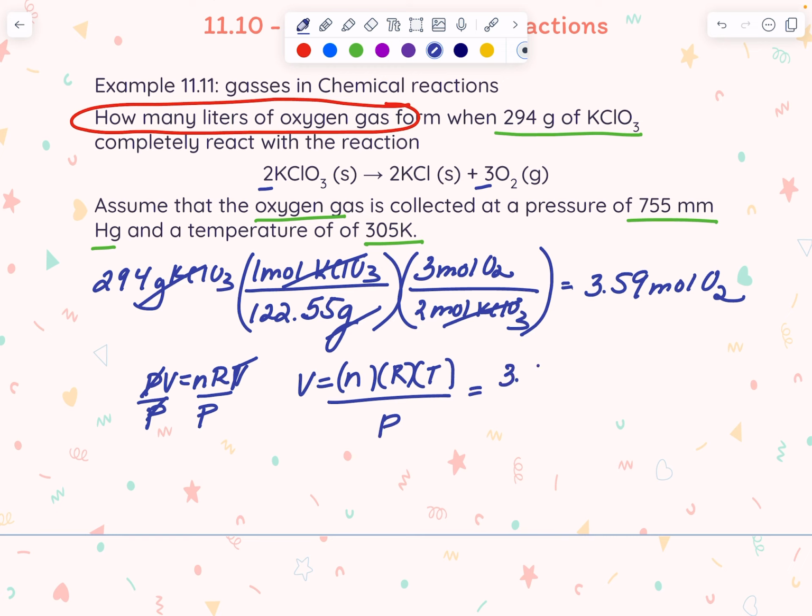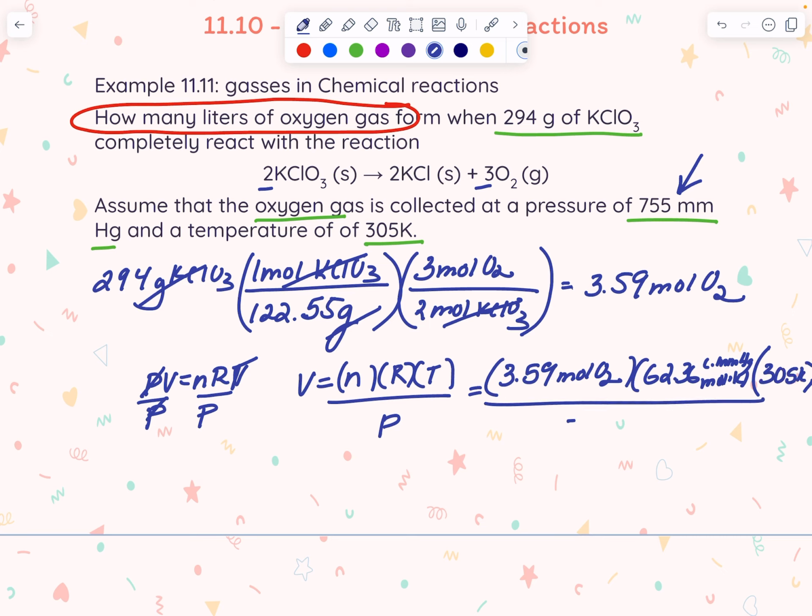So the number of moles is that 3.59 number. The R is, because this is millimeters of mercury, I'm going to use the 62.36. The temperature is 305 Kelvin, and the pressure is 755 millimeters of mercury. Right? I look and see about my units. Moles cancel, millimeters of mercury cancel, Kelvin cancel. So the unit I will have will be in liters of oxygen gas.